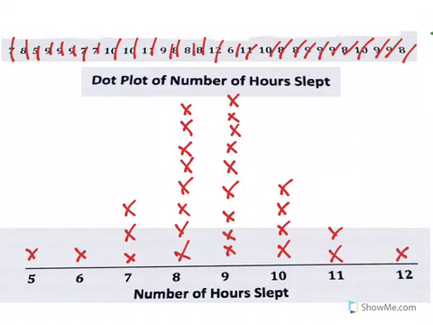What is the least and most amount of sleep reported in the survey? Well, we have one kid who slept 5 hours. We got one kid who slept 12. So the least is 5 hours. The most is 12 hours.